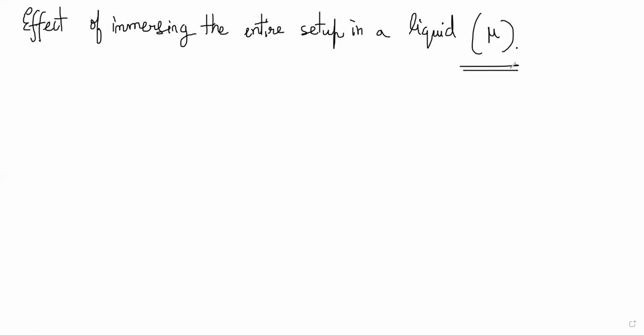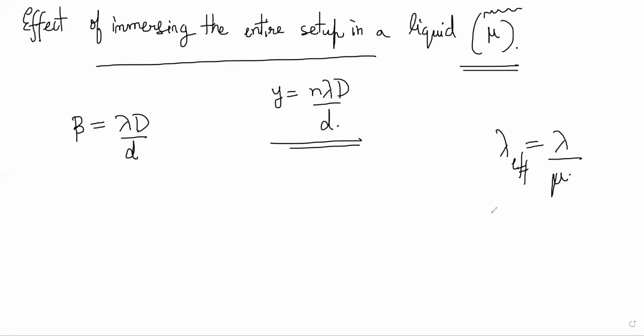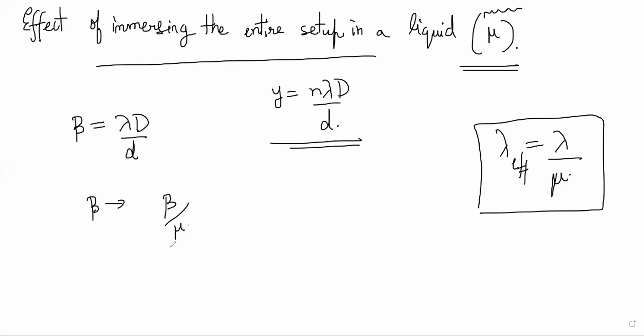However, what is the quantity in the YDSE experiment that depends on wavelength? Fringe width depends on wavelength, and obviously the position of bright fringe and dark fringe also depends on wavelength, n lambda D by d and all. So the only thing that changes is that when light passes through a medium of refractive index mu, your effective wavelength is lambda by mu. So the fringe width will become beta by mu.